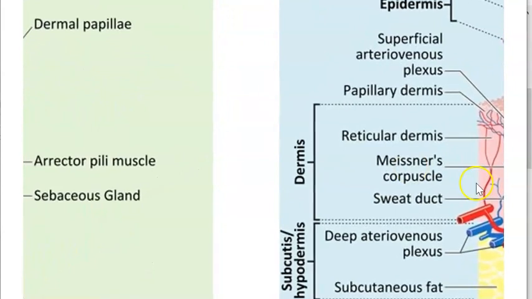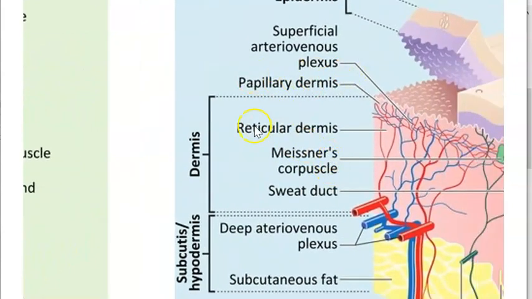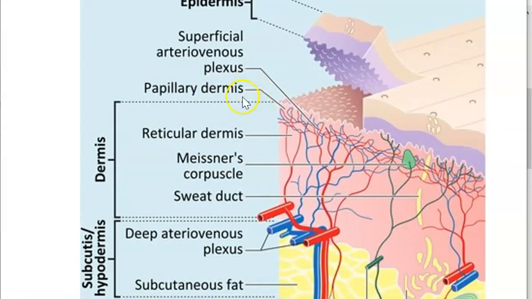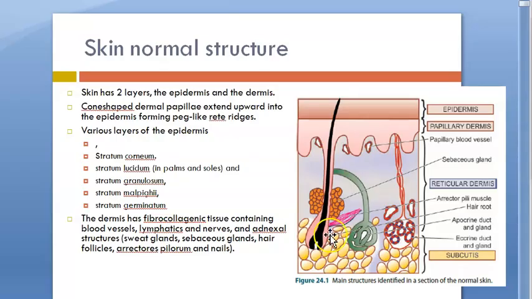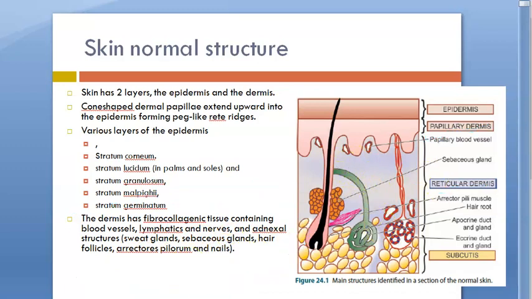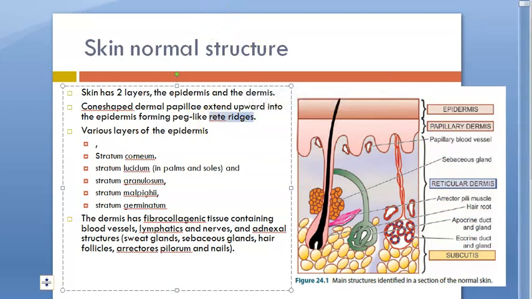Look at this, people. They have nicely mentioned the dermis here. So, you have papillary dermis and then reticular dermis, okay? We have seen this in our pathology videos anyways. See, the dermis is the one that has everything: blood vessels, lymphatics, nerves, adnexal structures like sweat glands, sebaceous glands, hair follicles, erector pili muscles, nails. Everything is dermis only. And below the dermis, you have the hypodermis or the subcutaneous fat. Here there's one terminology you should know, rete ridges. What are rete ridges? You should understand.